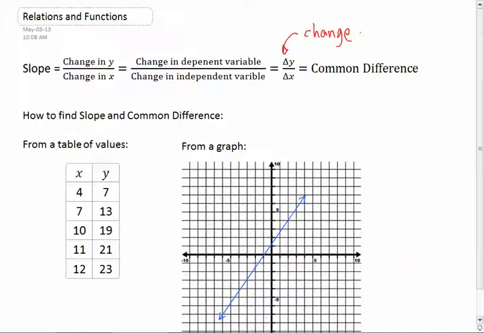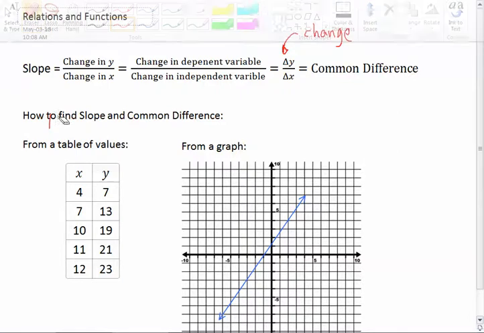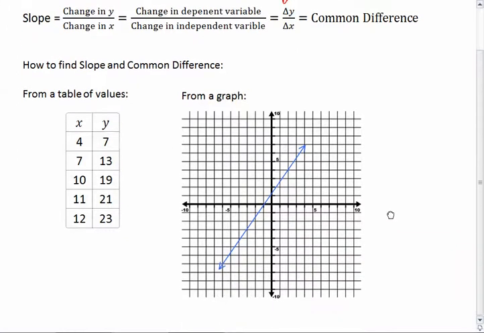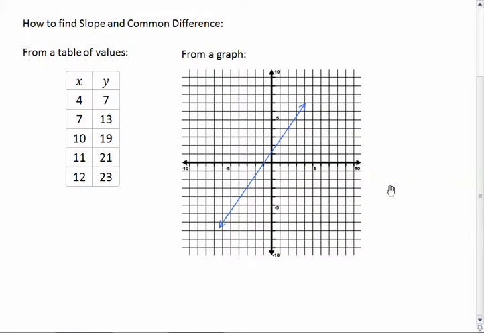So change in y divided by change in x. And remembering from grade 9 that slope is the exact same thing as the common difference. Slope and common difference are synonyms of the exact same concept. So what we want to do is find the slope and common difference from both a table of values and a graph.